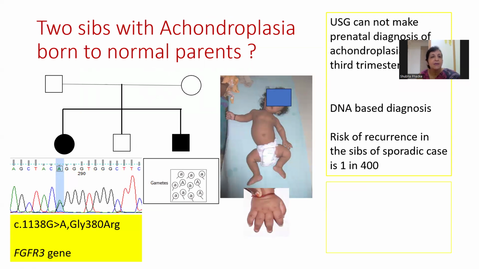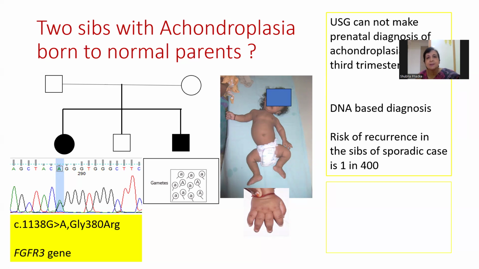Then, as I said, in achondroplasia, if both parents are normal and the penetrance is never incomplete for achondroplasia, then if there is one child with achondroplasia, the possibility that the next child can have achondroplasia should be almost negligible, because it would happen only again by de novo mutation. But it is observed that the possibility that the second child will have achondroplasia, even if both the parents are normal, is 1 in 400.